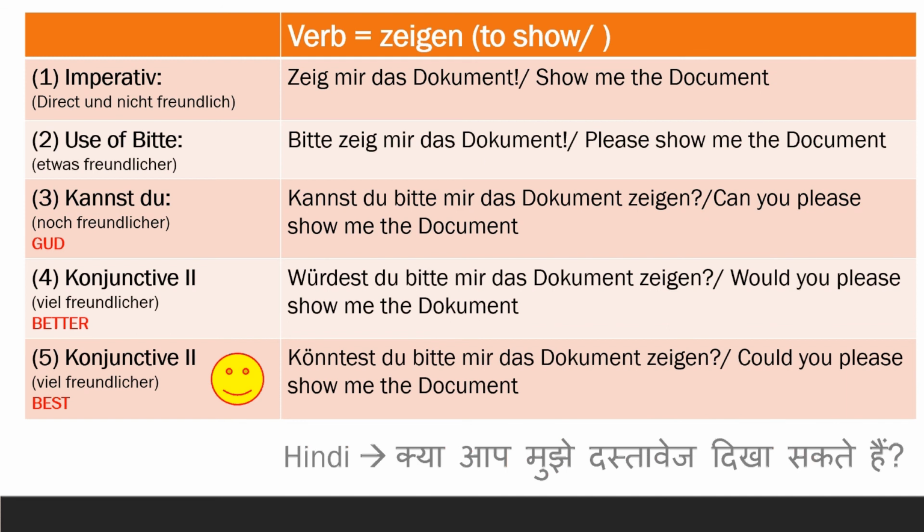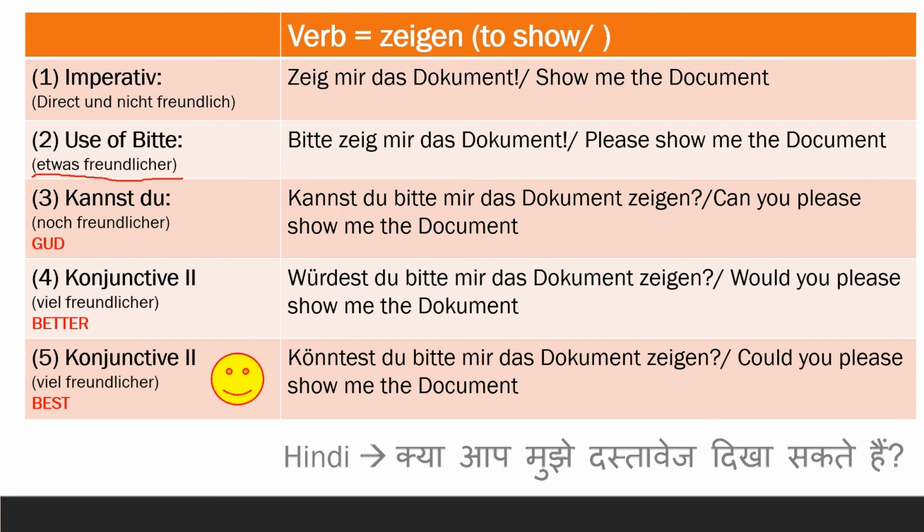Now this is a direct and nicht freundlich sentence. Direct is because we are giving somebody some instruction or order. Zeig mir das Dokument. Show me the document. We are not saying please or we are not requesting him. But if we have to modify this, then in the second case you can see use of bitte. Now here we are using bitte zeig mir das Dokument. We are making it more polite. And we are requesting, please show me the document. So here I have written etwas freundlicher. This sentence is better than the first one. This is a little bit friendly, etwas freundlicher.